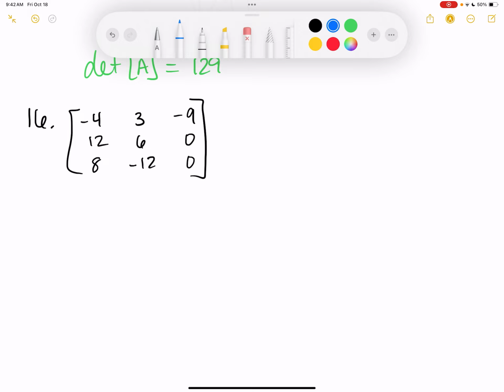So, first one, -4 times, well, 6 times 0 is 0, minus 0 times -12 is 0, so -4 times 0. Negative, so it's -3. Then multiplied by 12 times 0 minus 0 times 8. Well, that's still 0, so that's nice. Everything's 0 so far. Then plus, but keep the sign. -9 times 8 times 6 is, what is that, 48? Minus the negative, so plus 144.